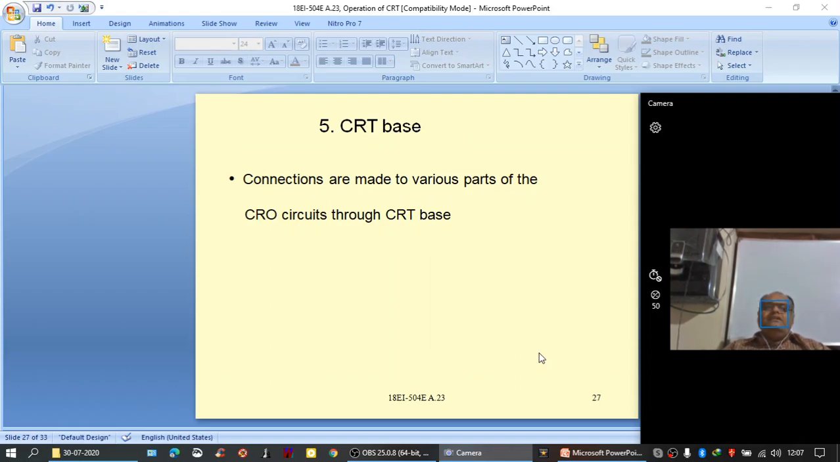And finally, the CRT base. The CRT base is used to provide electrodes or pins which supply power to various parts of the CRT. Connections are made to various parts of the CRO through this CRT base. And because of these connections, what is the purpose? It will supply different voltages to different parts of the CRO.